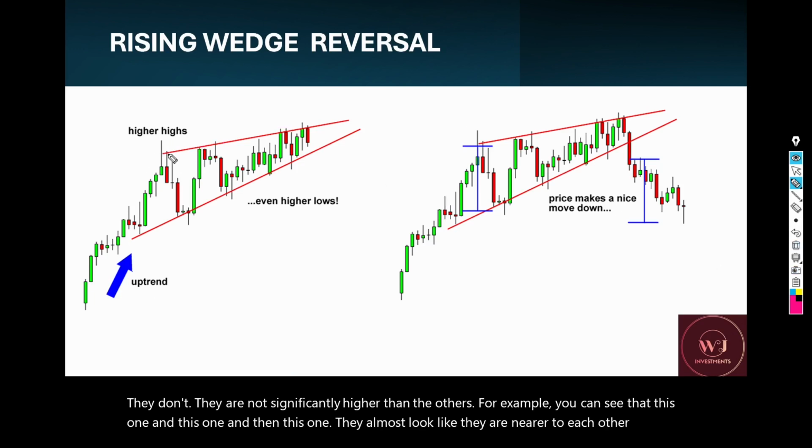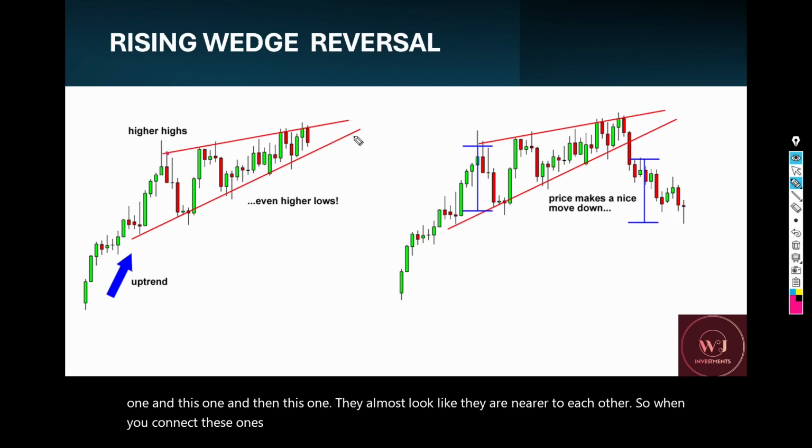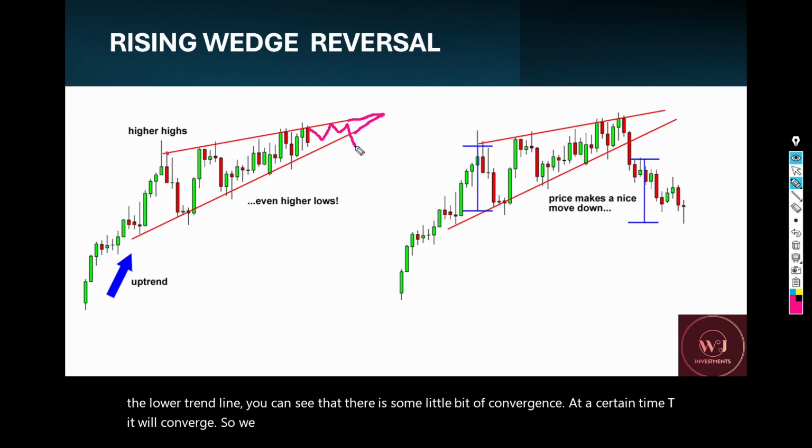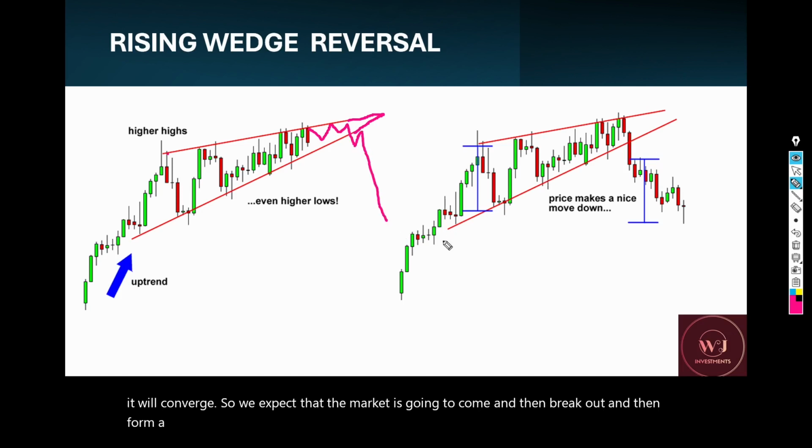So when you connect these highs with the upper trend line and then connect the lows with the lower trend line, you can see that there is a little bit of convergence at a certain time. It will converge. So we expect that the market is going to break out and then form a downtrend. You can see that right here it happened and the market broke out. So here we have our entry point, and here we have our take profit.